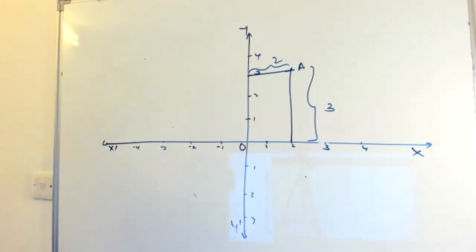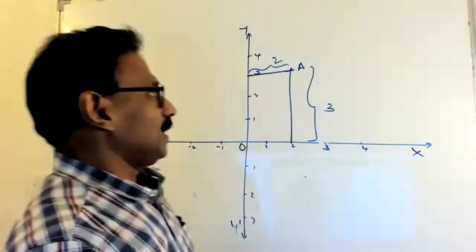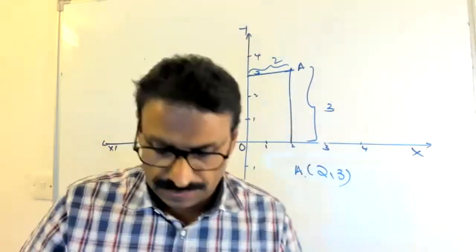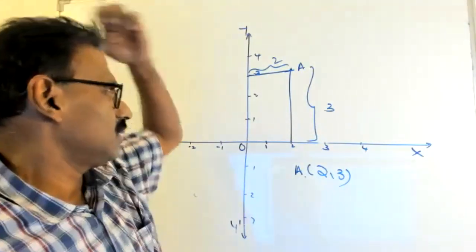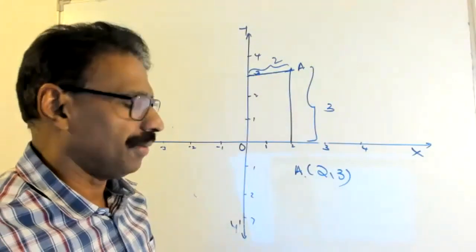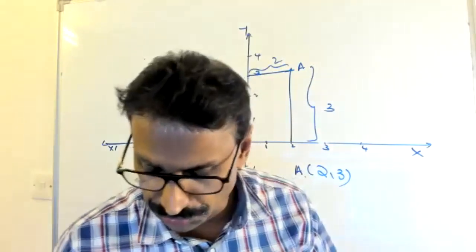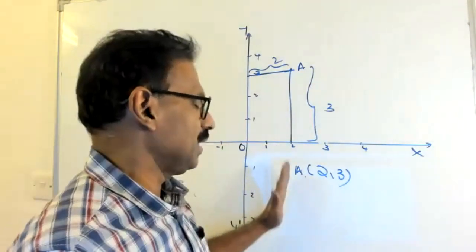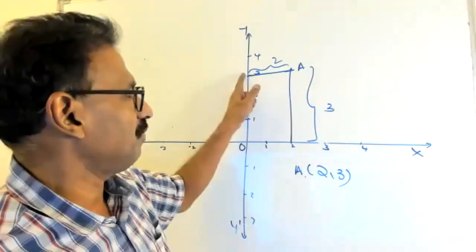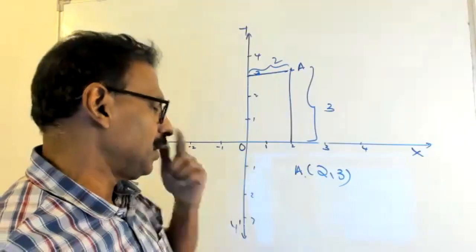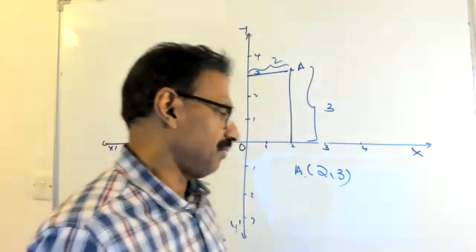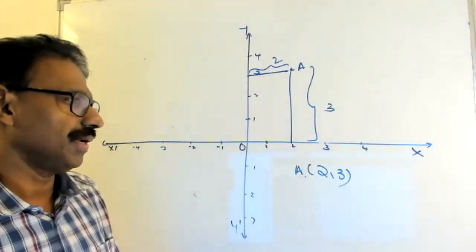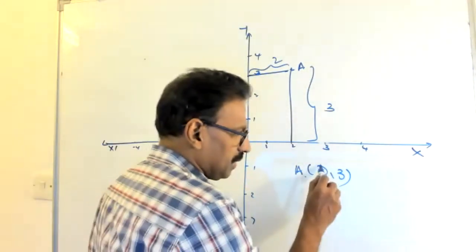Okay, so then, right. Two, three, okay, then write: A (2, 3) means two unit away from y-axis and three unit away from x-axis. Understood, no? This one?